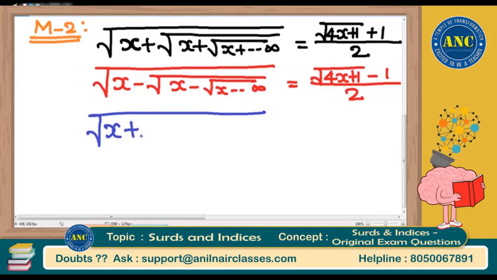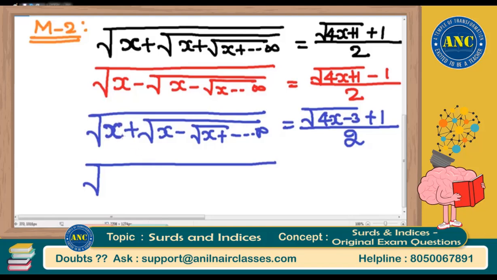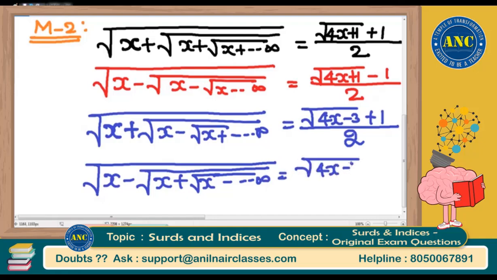So if it is root x plus root x minus root x plus root x minus, like that it continues, this is given by root of 4x minus 3, plus 1, divided by 2. And the last one is, sir, if it starts with minus and goes alternate signs, root of x minus root x plus root x minus, like that it continues till infinite, then it is root of 4x minus 3, minus 1 by 2. These are the four different varieties.